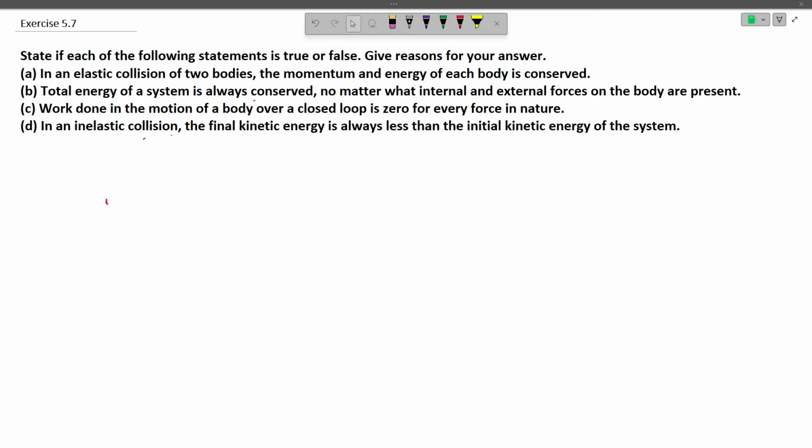In some cases, objects may be initially at rest or moving slowly and then explode, releasing stored chemical energy in the form of potential energy, which converts into kinetic energy. So these are the cases in which kinetic energy may be higher. Let's move to the next question.